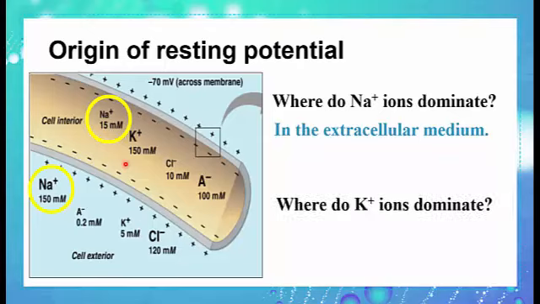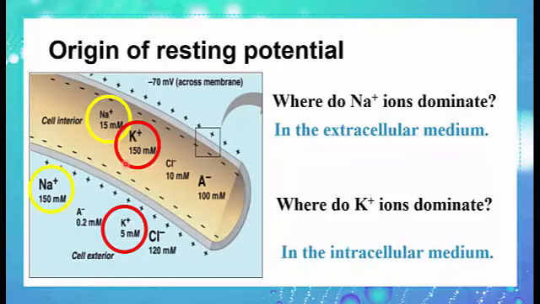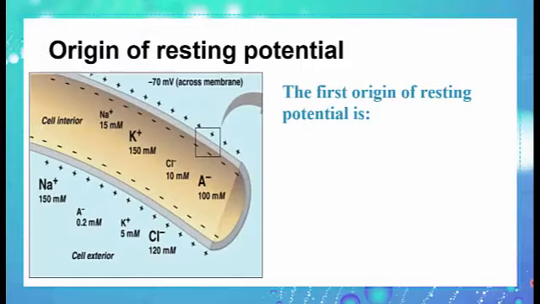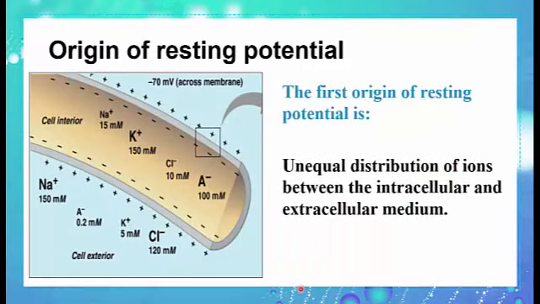Where do potassium ions dominate? Inside the cell we have 150 and outside we have 5 millimole. So, potassium ions dominate inside the cell. So, the first origin of resting potential is the unequal distribution of ions, because the distribution of ions between intracellular and extracellular medium is not the same. Sodium ions dominate outside the cell while potassium ions dominate inside the cell.